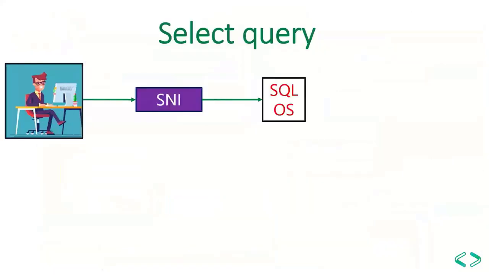Let's see a very simple select query, right? For example, we have a user here who wants to run a select statement on the SQL Server. No matter what kind of interface he is using, he can be using SSMS Management Studio, Azure Data Studio, .NET Visual Studio, or even a third-party application. No matter what interface he uses, he should first get a secure network connection to the SQL Server, right? Now, how does that happen?